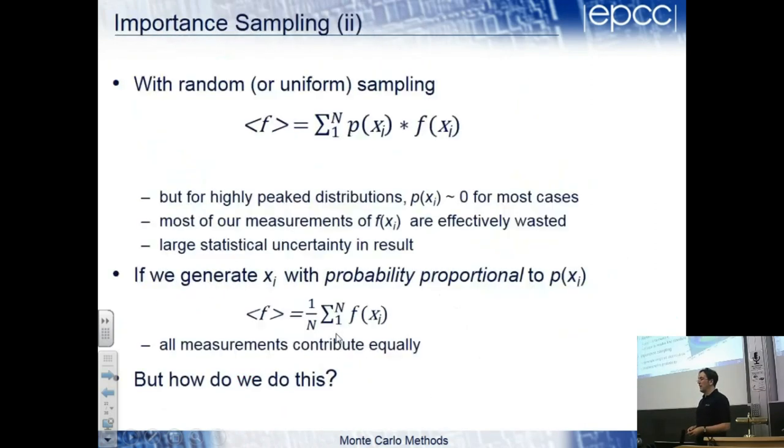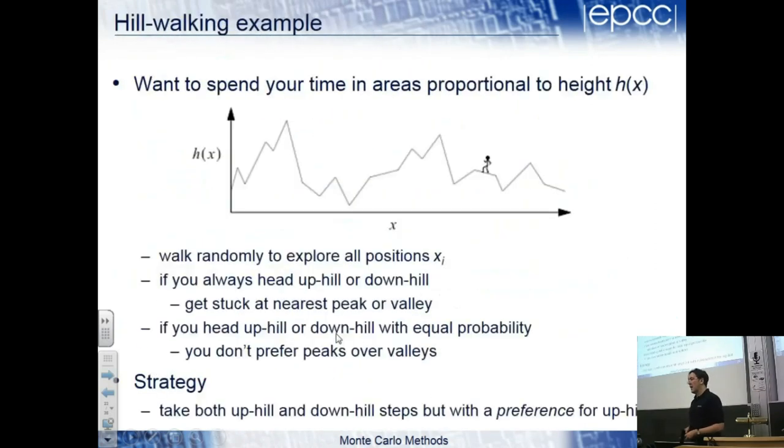And so what you do here is you do an analogy. So imagine that I'm walking in the Alps along the hills. So I have a function h of x, which is the height, and I have a position x, okay? Imagine I want to spend my time in areas proportional to the height. In other words, I want to be at a particular point with probability proportional to the height. Okay, that's the same thing as generating my position x with probability h of x.